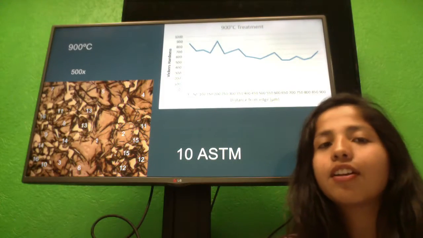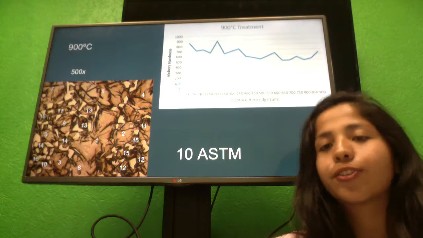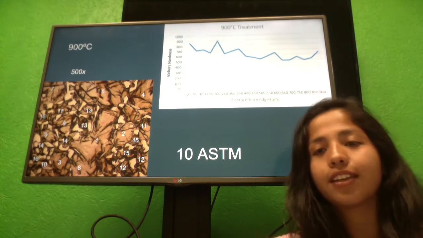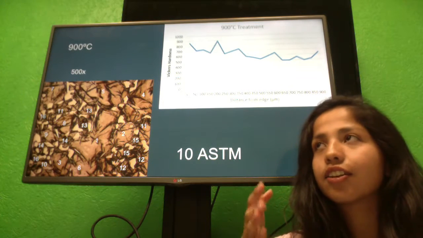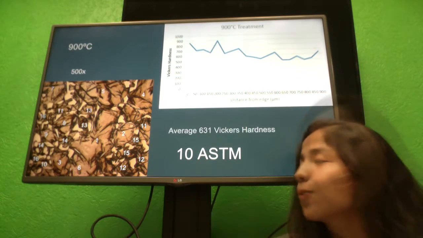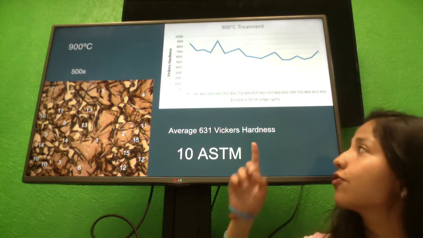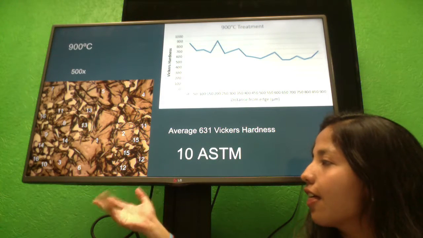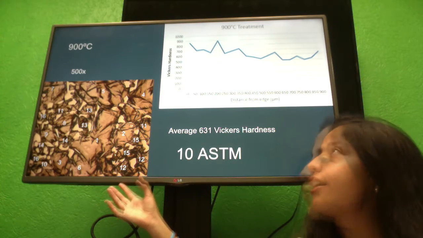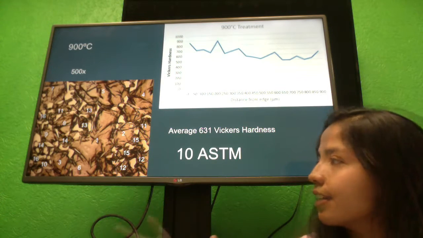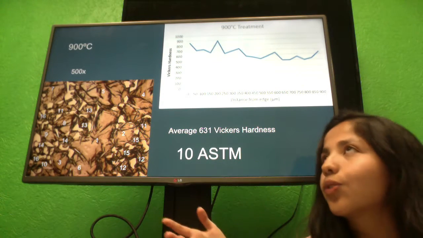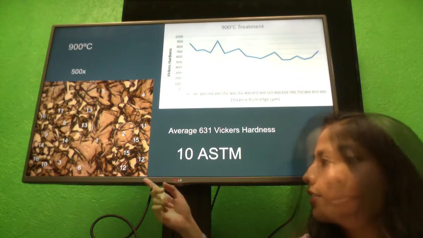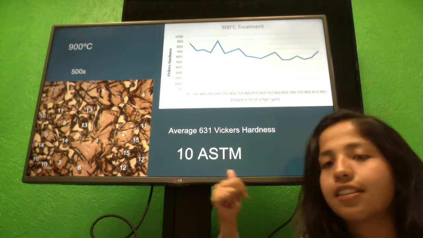In the sample that was quenched after 900 degrees, we did the Vickers hardness test, starting from the outer side and going deeper into the center of the piece. We observed an average hardness of 631. In the microscope, we observed the sample and we could see that the grains grow in flat, narrow plates. This means that it is martensite phase, and we could prove this because the hardness is very large. Grain size is 10 ASTM.